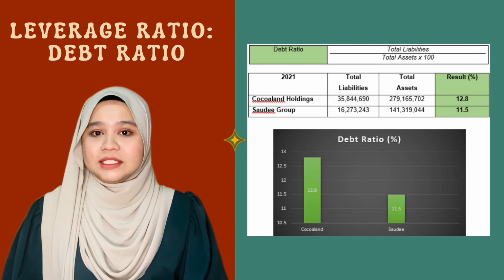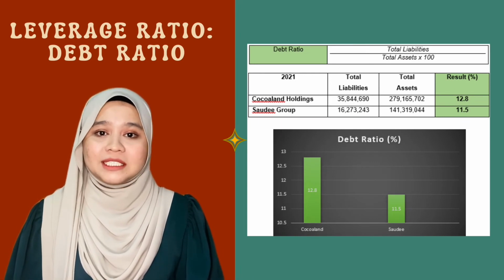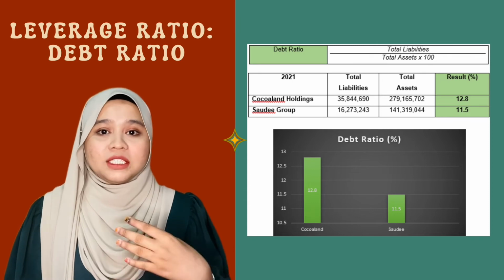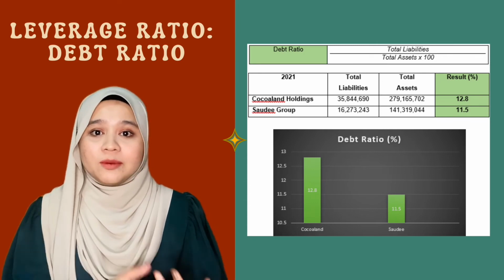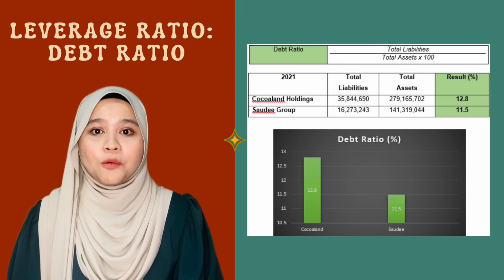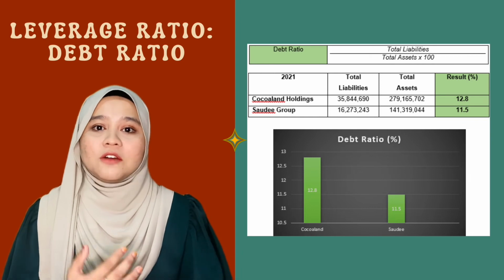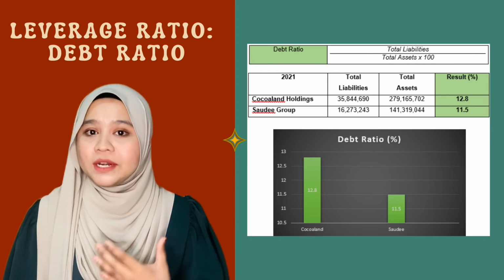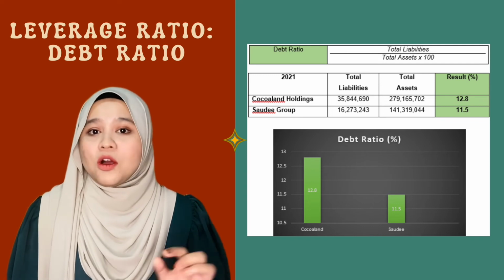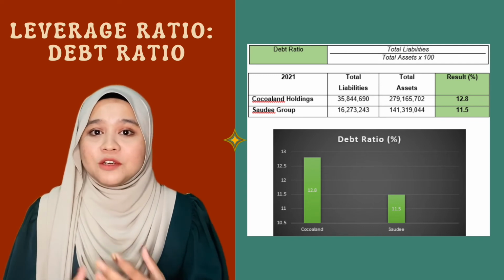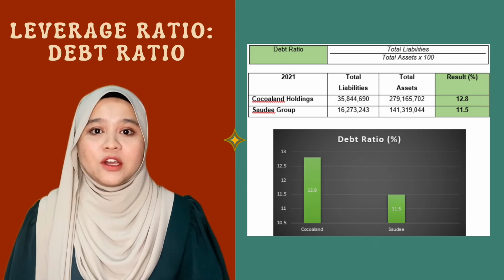In this comparison, Saudi Group has a lower debt ratio of 11.5% than Coquelin Holding, which has a debt ratio of 12.8%. This is a favorable rate for Saudi Group, whereas a lower debt ratio signifies that the company is solid and has a good chance of survival, since a company with a lower debt ratio has much less debt burden. In contrast, Coquelin's viability could be jeopardized if its creditors suddenly demand repayment of their debts.